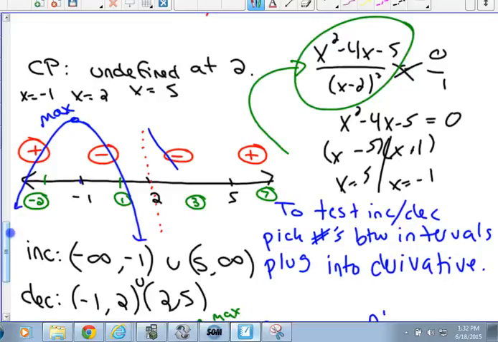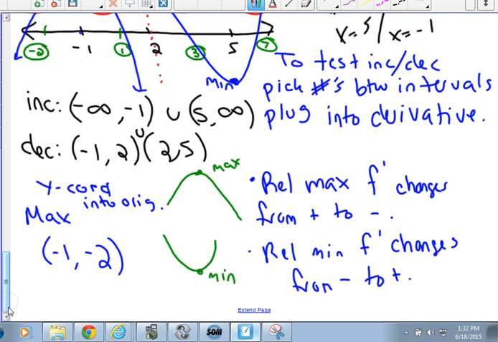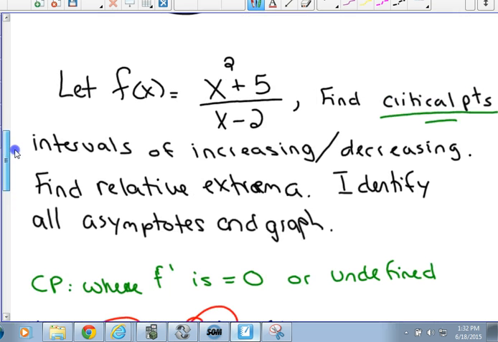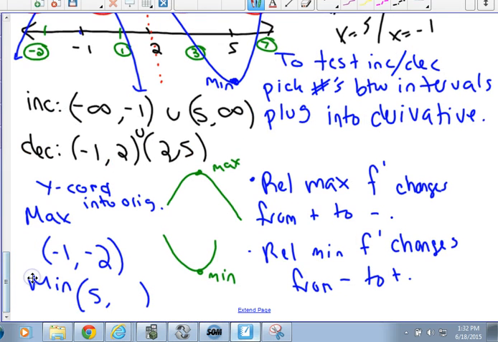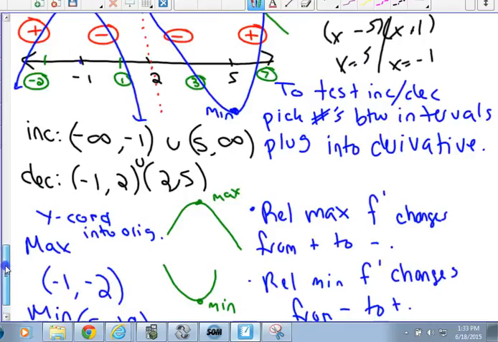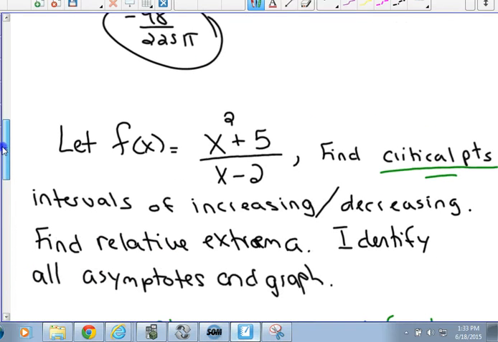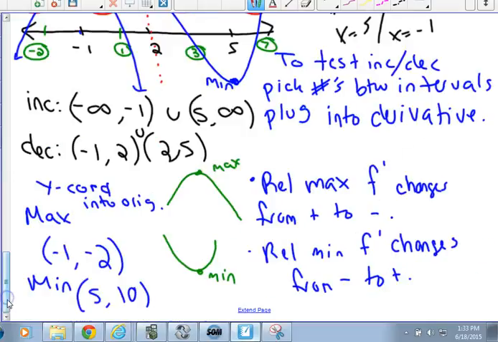Now in here, going down and then back up, the min is at 5. Let's go to our original and put 5 in. 5 squared is 25 plus 5 is 30. 30 divided by 5 minus 2 is 10. If you're ever dividing by more than one thing, you have to put parentheses. This is the last problem.